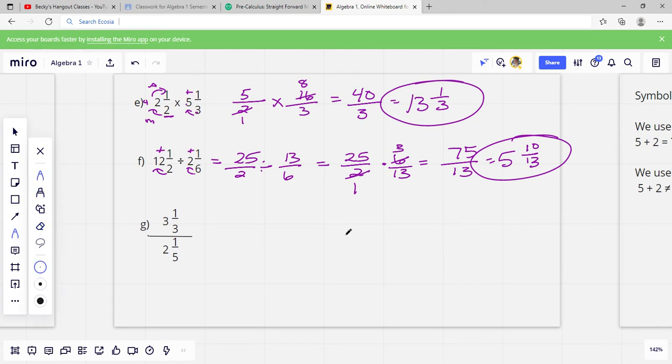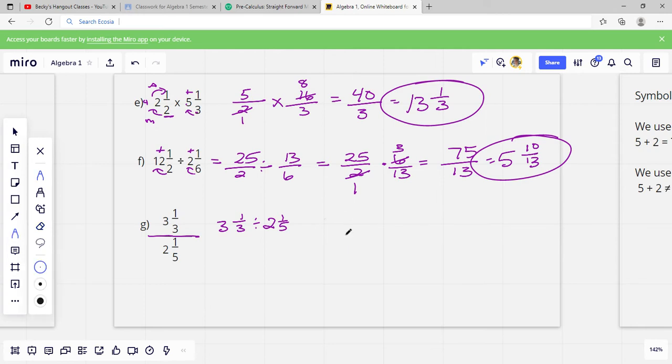When you see a division bar like this, that means to divide. When things are in a fraction, just divide them. So that really means 3 and 1/3 divided by 2 and 1/5. Just like if you had 6 over 2, that really means 6 divided by 2. So fractions mean divide.